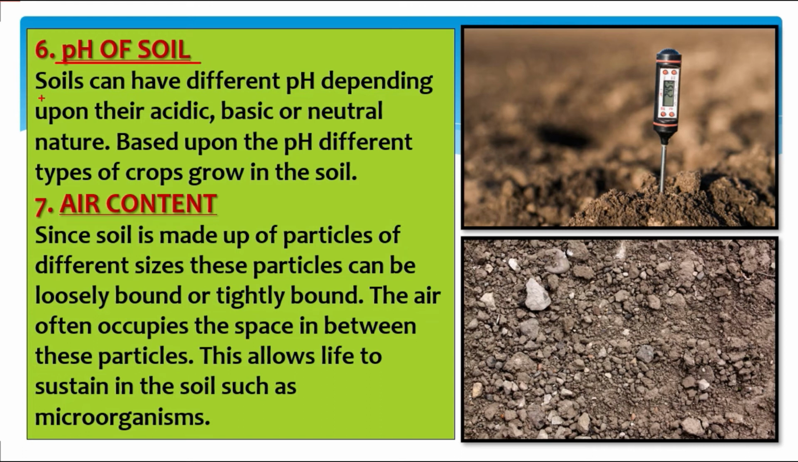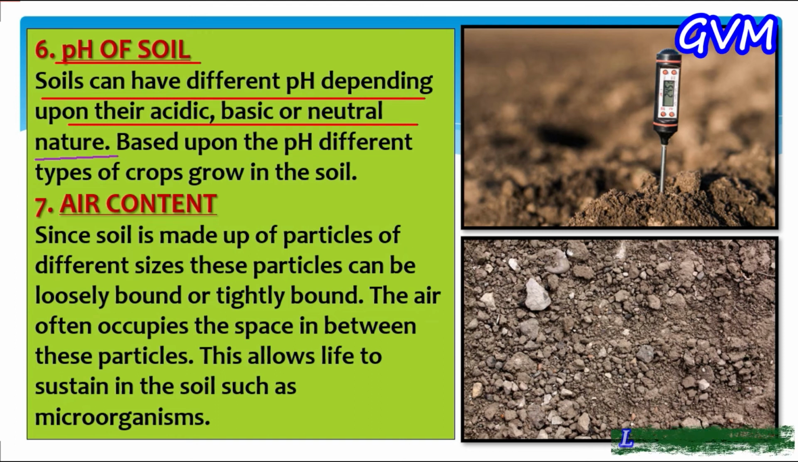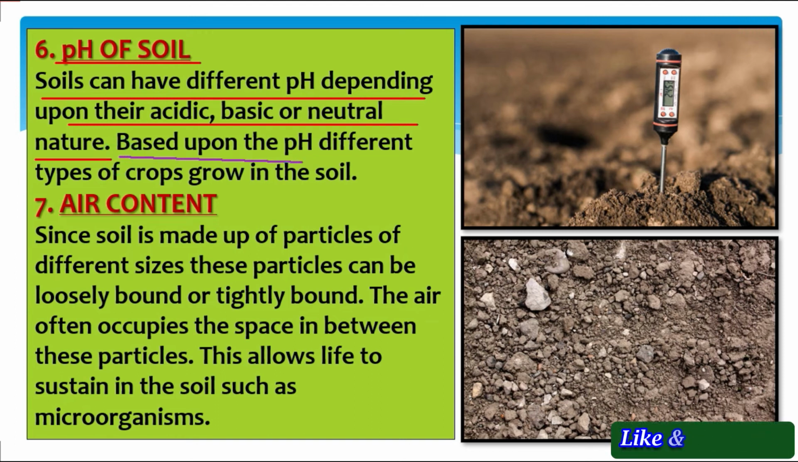Students, the pH of soils depends upon their acidic, basic or neutral nature. And so, based upon the pH, different types of crops are grown in different soils.